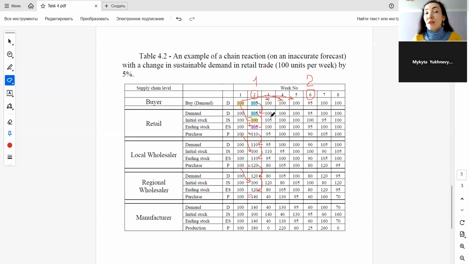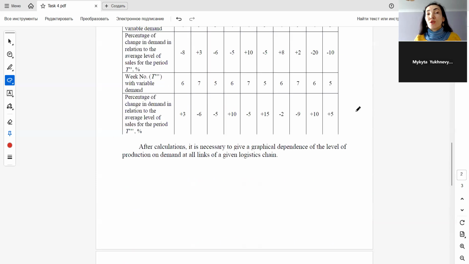But for the retail level, we need to calculate that demand is the same as the demand on the previous position in the same week from the previous level. 105 is the same as the demand in the previous week on the same level. It is the same as the demand this week on this level. And 95 is 100 minus 105 plus 100. And we find this information. We used this formula.